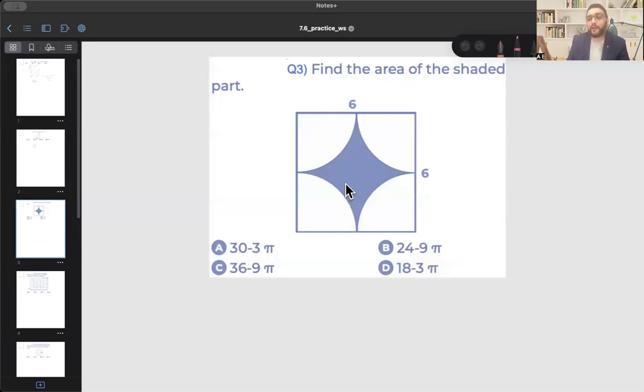So first of all, you will find the area of the square. You know that, as we mentioned, the area is side by side. So it will be 6 times 6, which equals 36. So this is the area of the square.